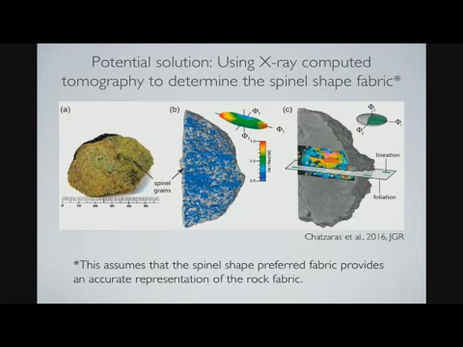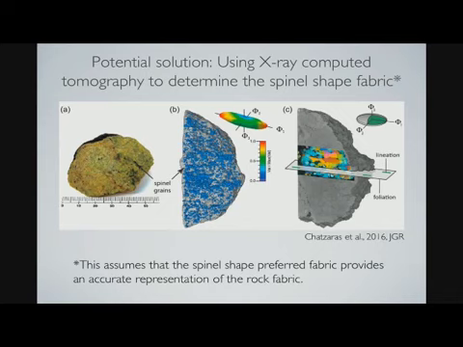And so this assumes that the spinel shape-preferred fabric is accurately reflecting the foliation and the lineation in the rock. And it's not necessarily clear that it is. Spinel is sometimes its own mystery, and the way it behaves can be a little complicated. But I think this is a really promising way of at least trying to be more systematic, particularly with samples like this, right?